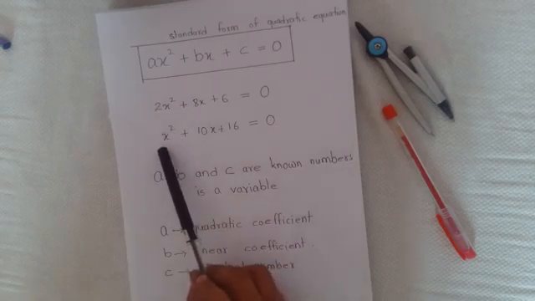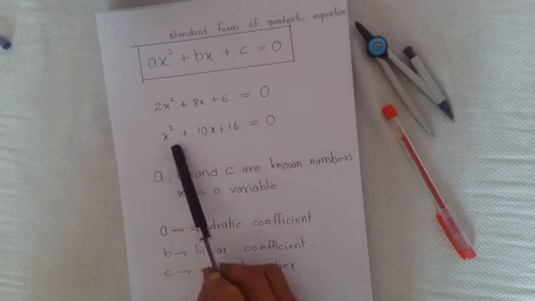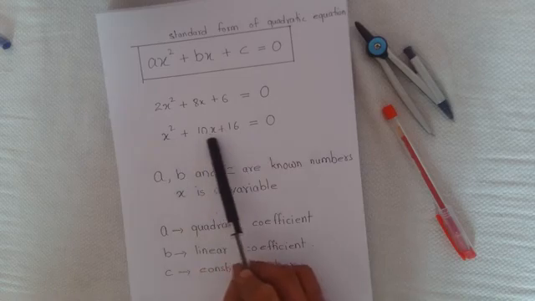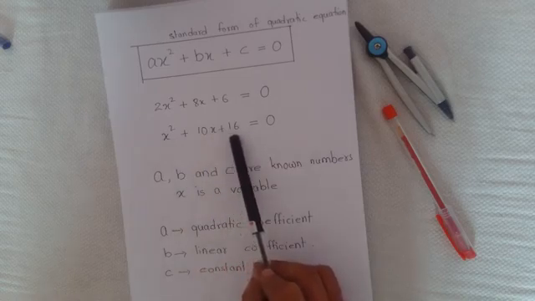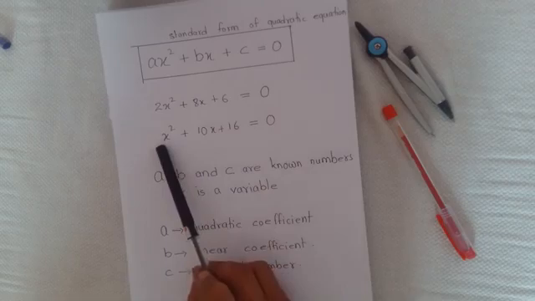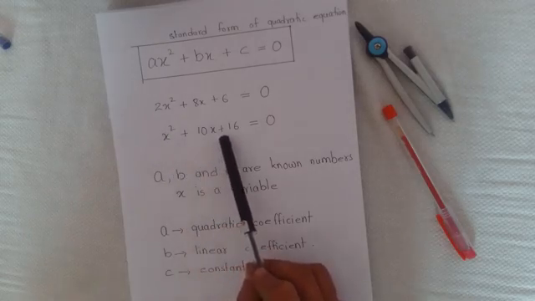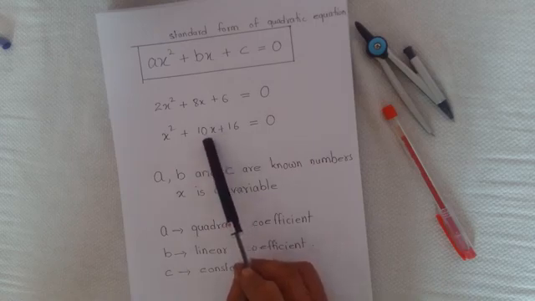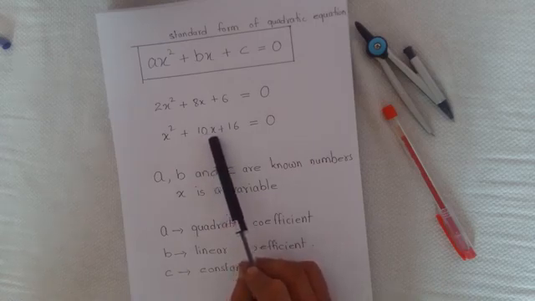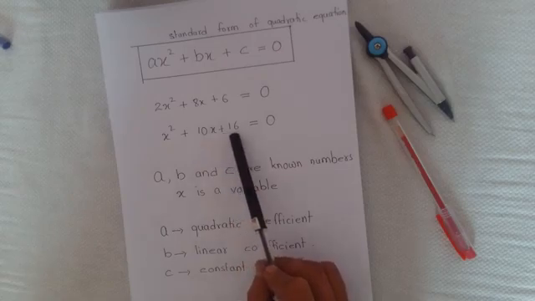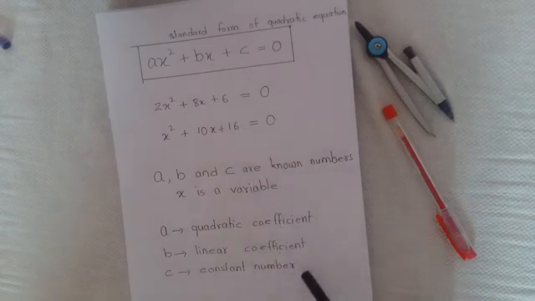So, can you tell me what is the quadratic coefficient in this equation? Yes, good. 1. 1 is the quadratic coefficient because 1 is the coefficient of the variable with power 2. And the linear coefficient is 10, as it is the coefficient of the variable with power 1. And 16 is called the constant number or the constant term. As you can see, I have written down here, a is called quadratic coefficient, b is called linear coefficient, c is called constant number.